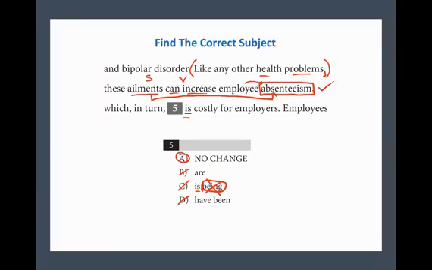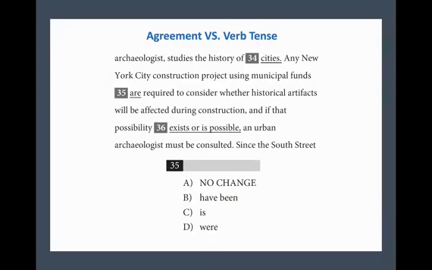So again, this had a lot of nouns in the sentence, but I had to take it apart and ask myself, what is really being costly? The ailments lead to absenteeism, and that's what's costly. So make sure you can find the correct subject. Last example here. I'll give you about 30 seconds to chat in to see if you can come up with the answer.